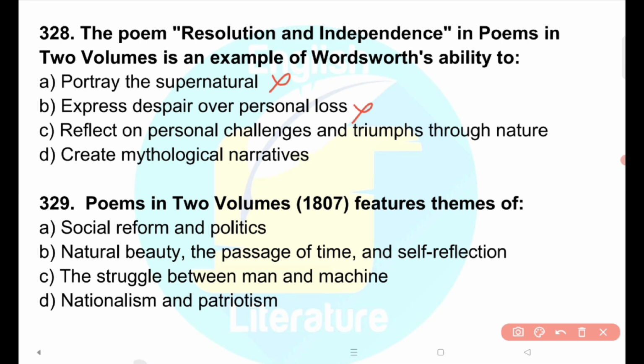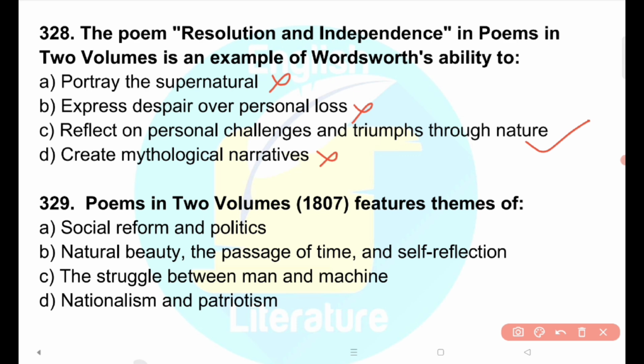Create mythological narratives? No. Wordsworth's poetry was grounded in real life experiences, not mythology. Then option C is the correct answer: reflect on personal challenges and triumphs through nature. The poem shows how an encounter with an old leech gatherer inspired Wordsworth to persevere through hardship.